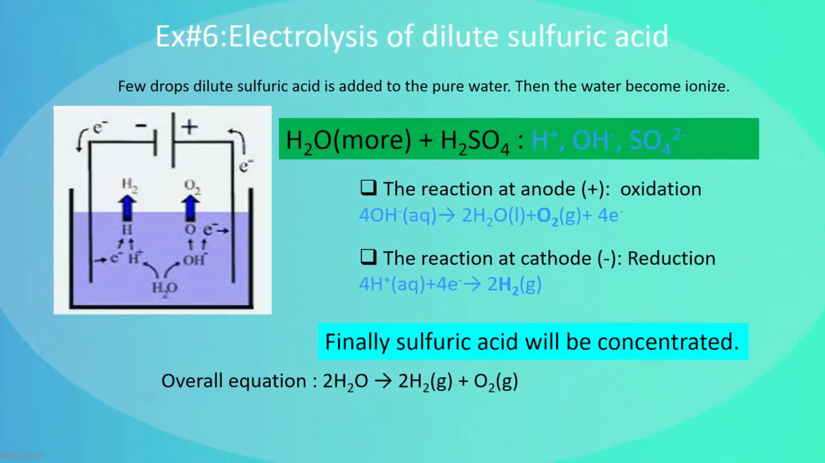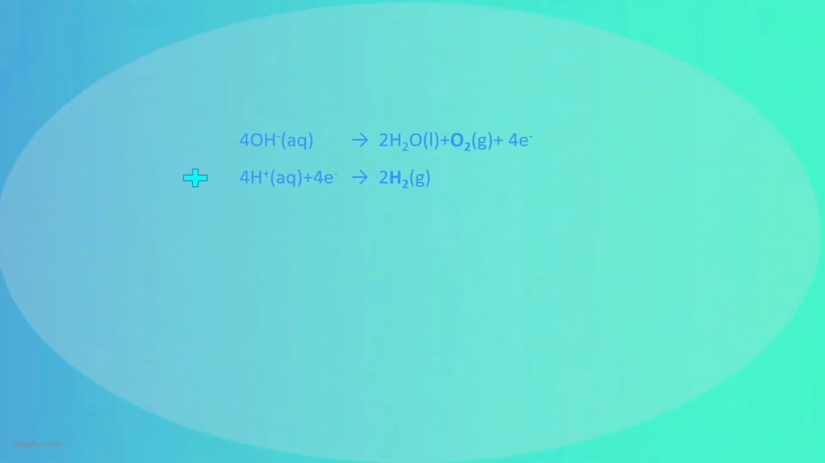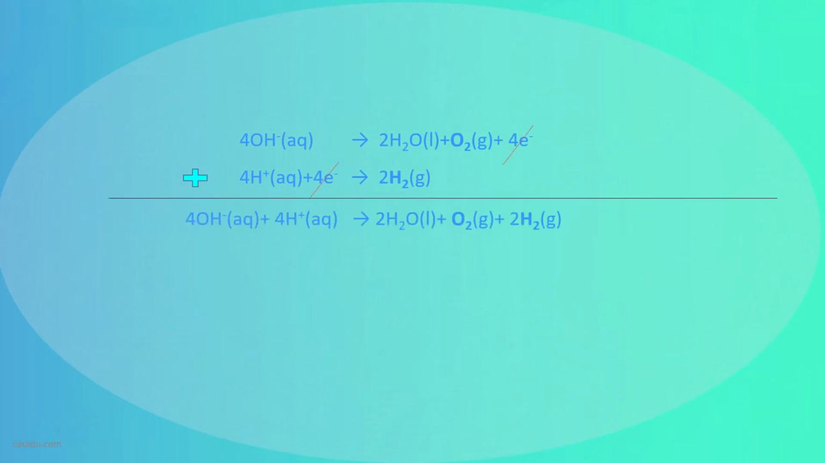Then we have to make the electron transfer equal. We are multiplying the second equation by 2. Then we are adding, and we get the ions. From here, we are getting 2 moles of water. We are getting 1 mole of oxygen and 2 moles of hydrogen. The volume of hydrogen will be double the volume of oxygen.